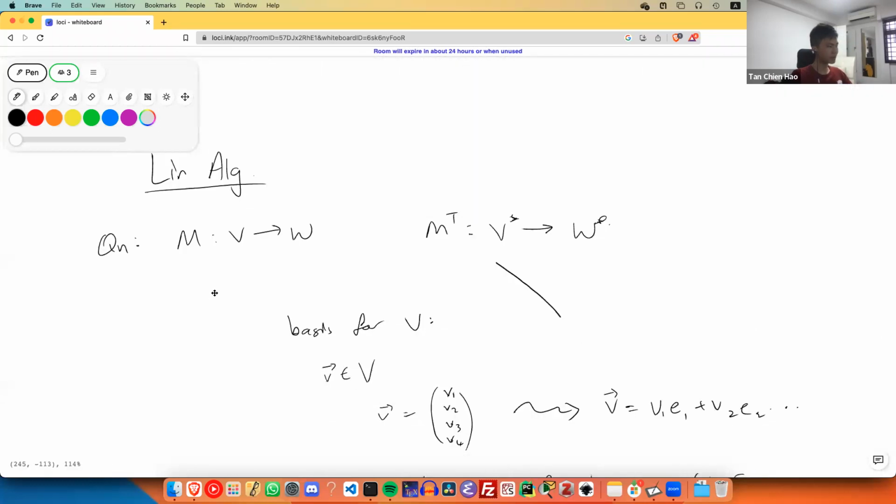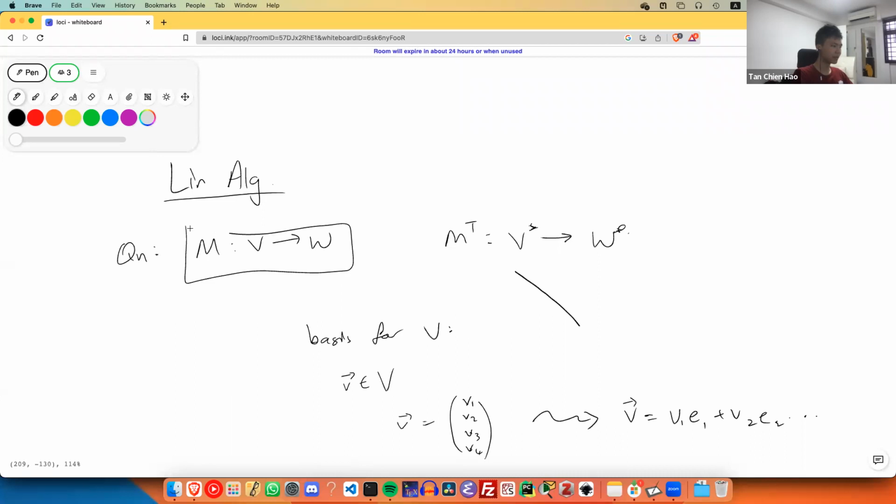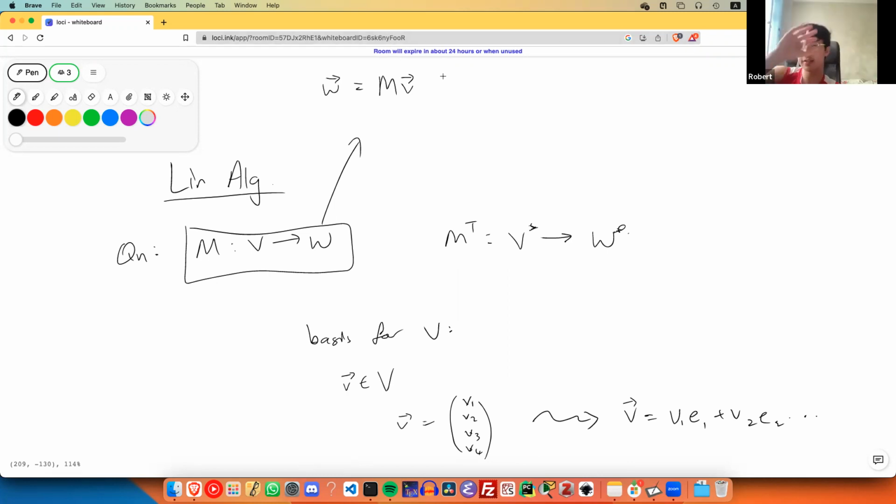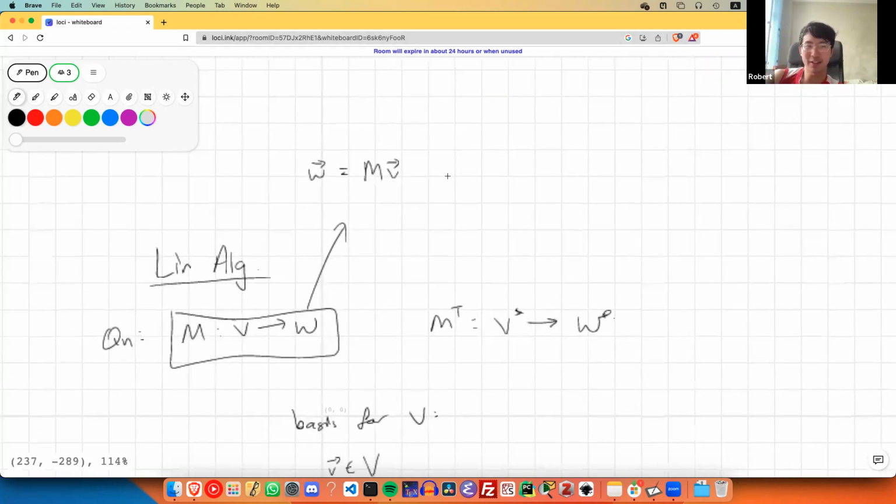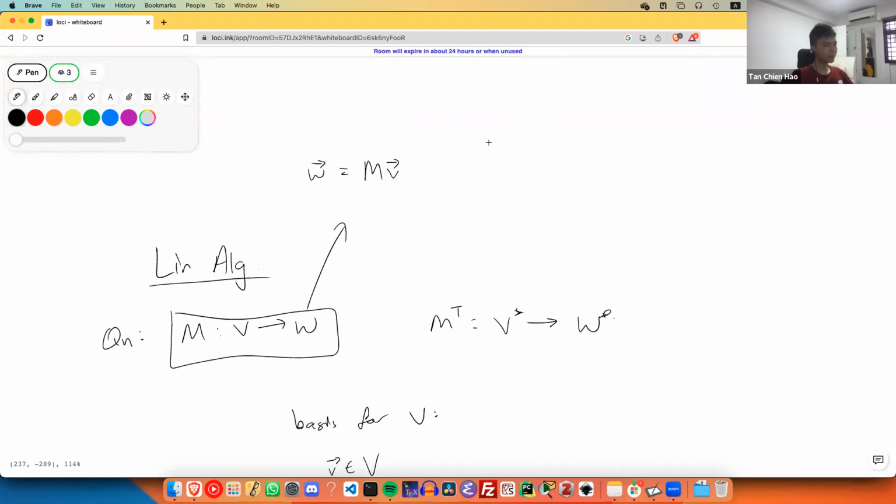So maybe we consider, going back to the original question, what does a matrix look like in components? A matrix M, when it maps a vector V to W, is just like multiplying component-wise. Basically, we will map each of the basis vectors e_i into a resultant vector in W.